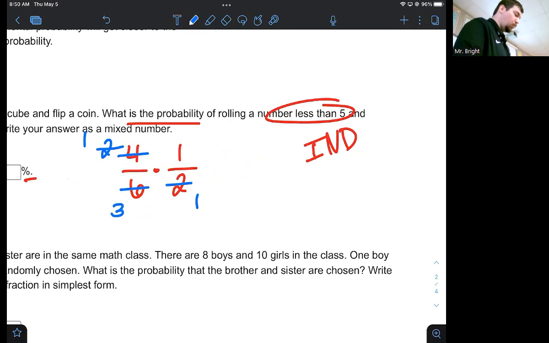Addison, on top, what is 1 times 1? 1. And on bottom, what is 3 times 1? Say it again. 3. There's our probability. 1/3. That's a pretty simple problem, right? Just multiplying 2 probability fractions together.